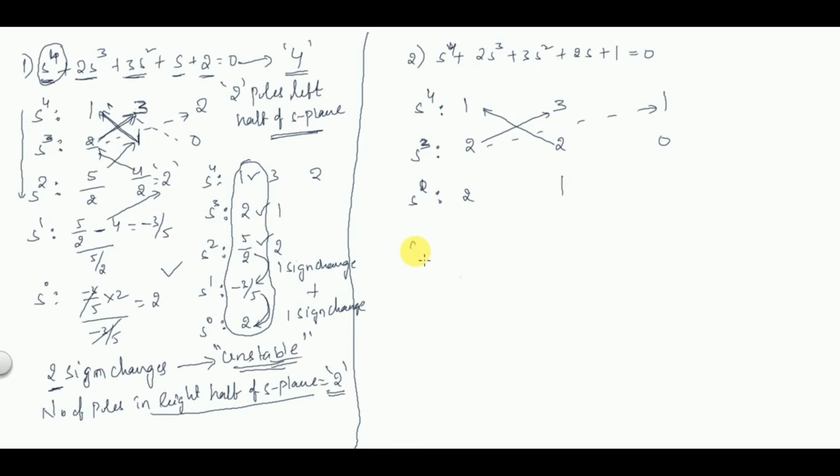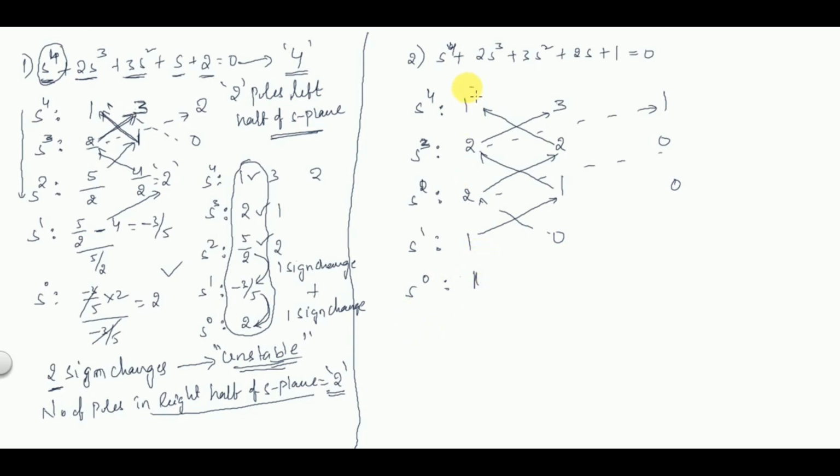So S power 1: 2 into 2 is 4, 4 minus 2 is 2, divided by 2, which is equal to 1. And similarly 2 into 0 and 0 into 2, so totally it will become 0 only. So you'll have only one element. S power 0: 1 into 1 minus 0 into 2, divided by 1, so you'll get 1, okay.